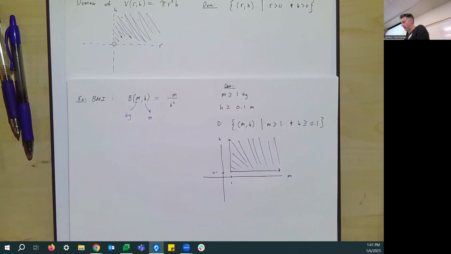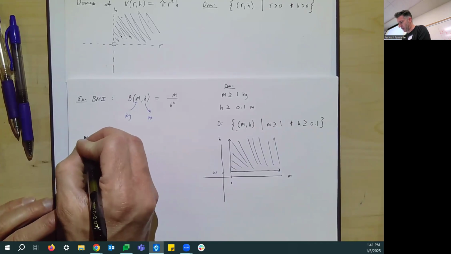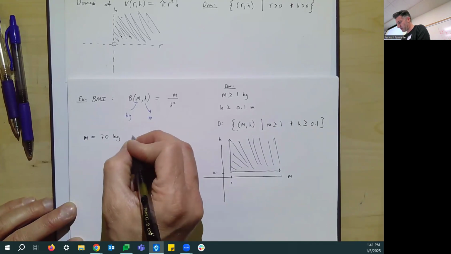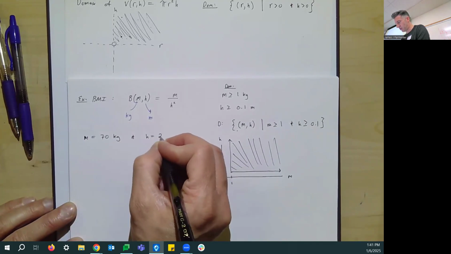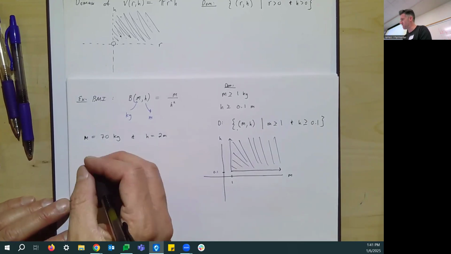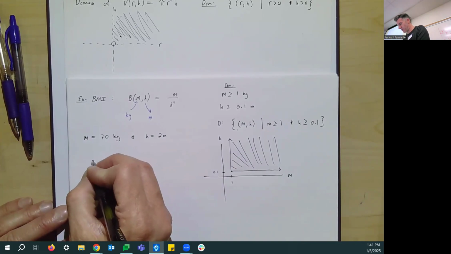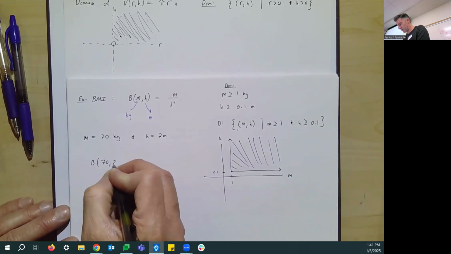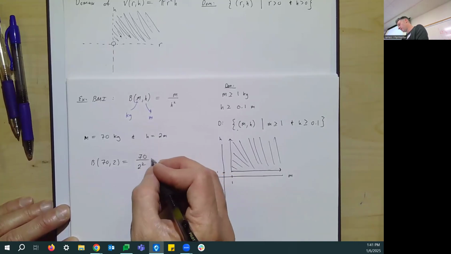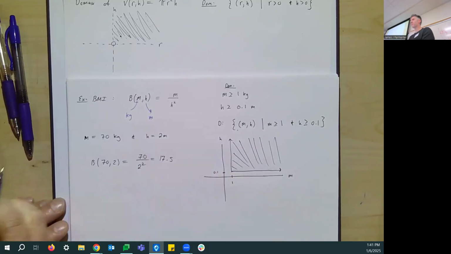And then if you want to find the BMI of someone who was, say, 70 kilograms and 2 meters tall, because that's an easy number to plug in. It's pretty tall. 2 meters is more than 6 feet. Your BMI would be, let's see, (70, 2) would be 70 divided by 2 squared, which I think is 17.5. You could write units, but they'd be silly. They'd be kilograms per square meter. That seems like a weird unit to really write.